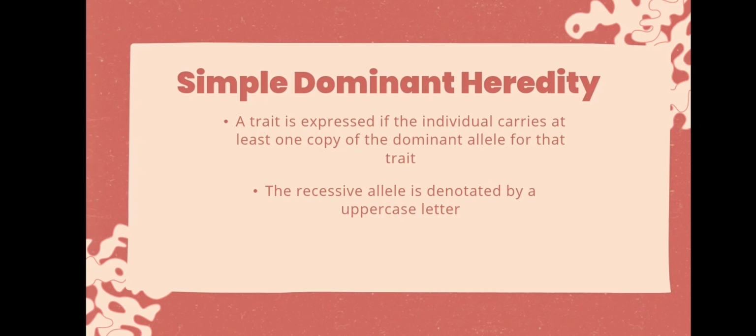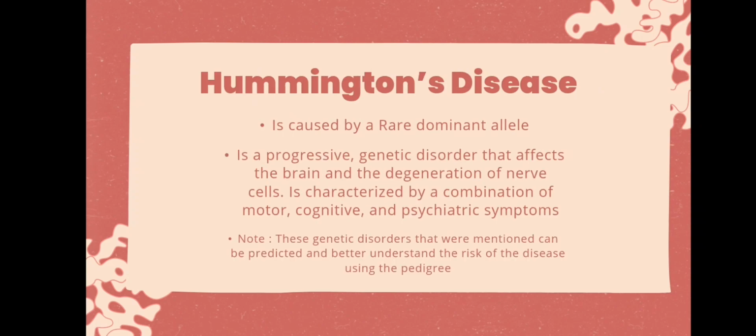In simple dominant heredity, a trait is expressed if the individual carries at least one copy of the dominant allele for that trait. If the recessive allele is denoted by a lowercase letter, the dominant allele is denoted by an uppercase letter. Here in our module, Huntington's disease is caused by a rare dominant allele.